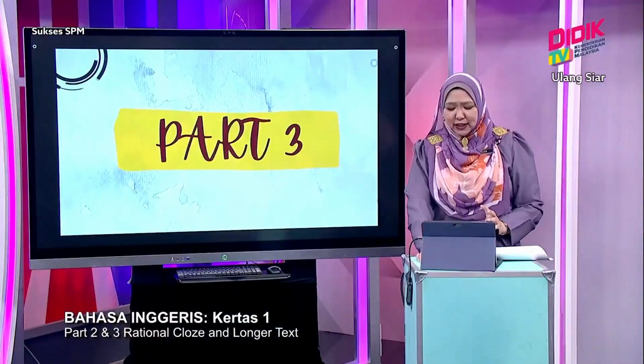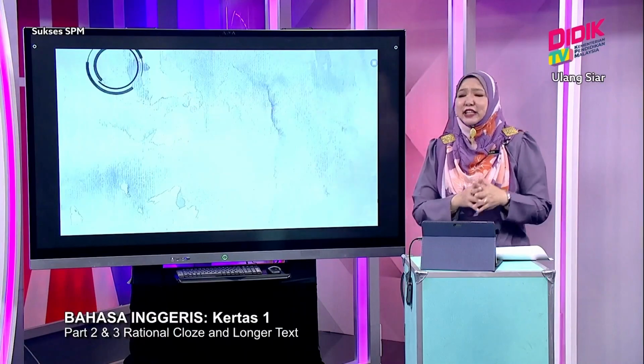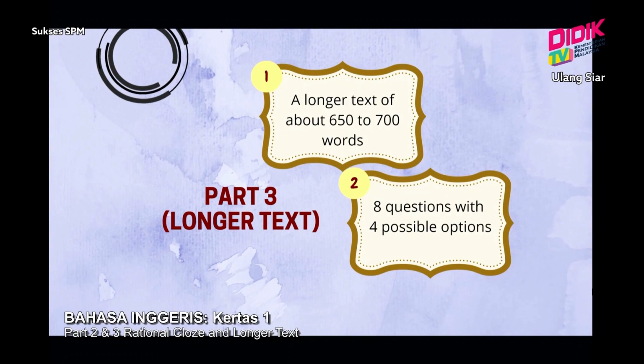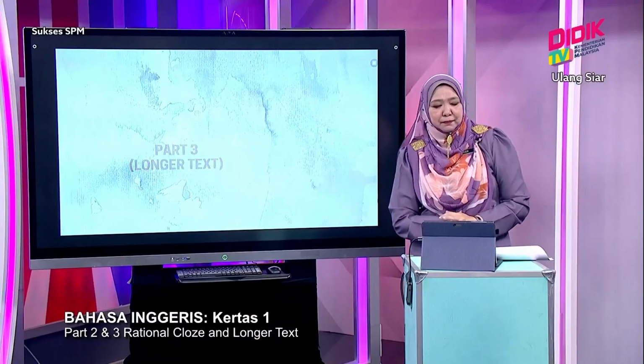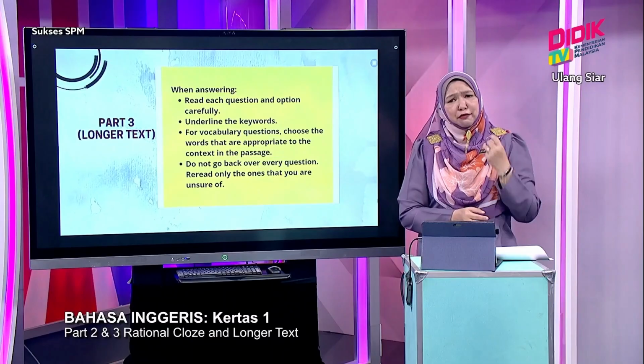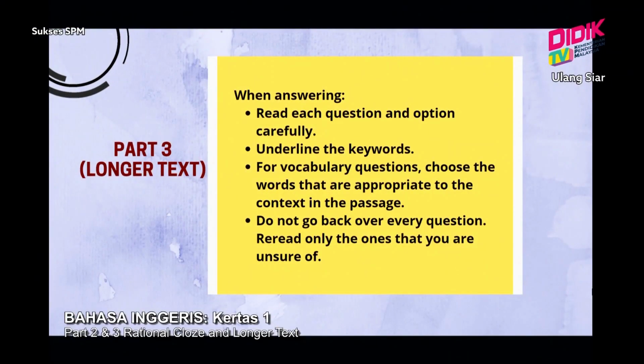Part 3 is reading comprehension, or longer text. A longer text of about 650 to 700 words is given with questions, each with 4 possible options. Another MCQ, 4 options. Now, when answering longer text, first and foremost, once again, read the question, read the text.